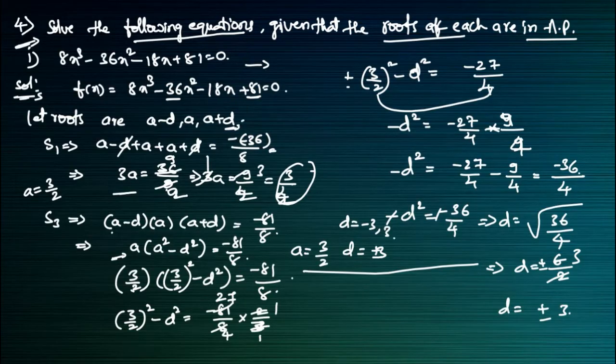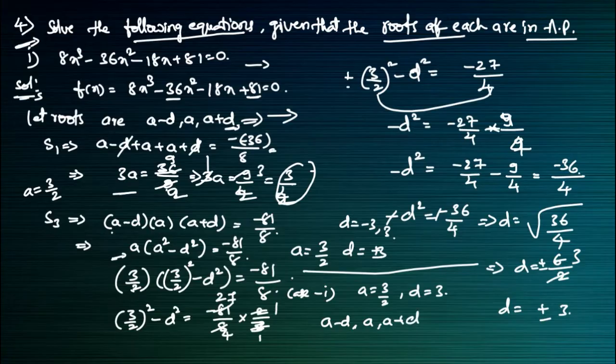So in case one, I will take a is equal to 3 by 2 and d is equal to plus 3, and I will find the 3 roots here: a minus d, a, a plus d. So in this I will substitute, a is equal to how much? 3 by 2 minus 3 here, 3 by 2, 3 by 2 plus 3 here, okay.